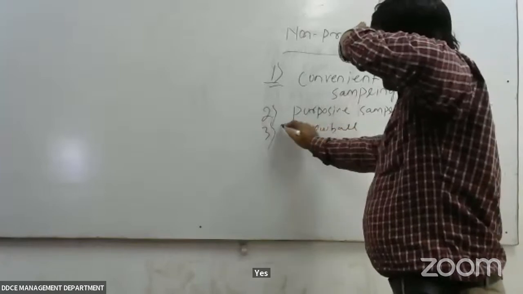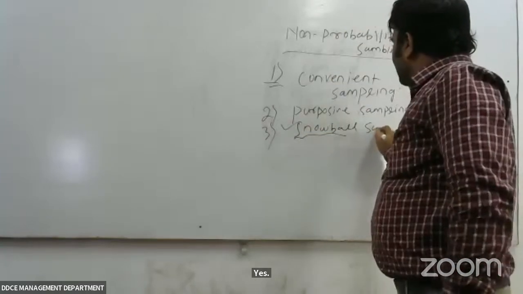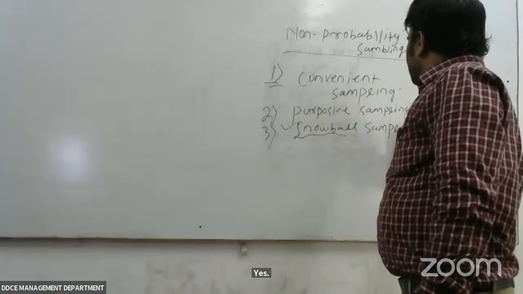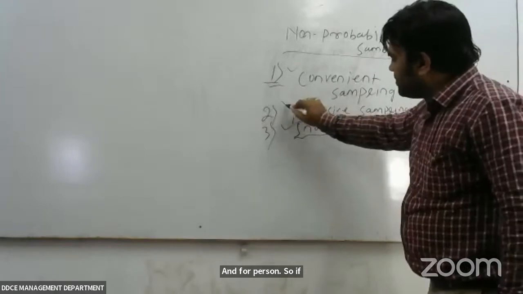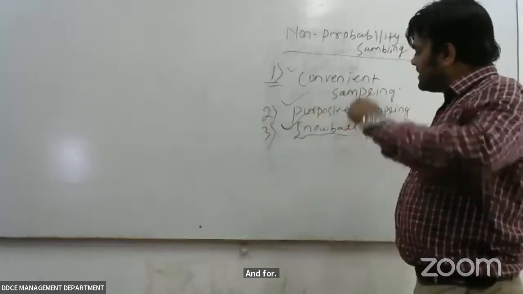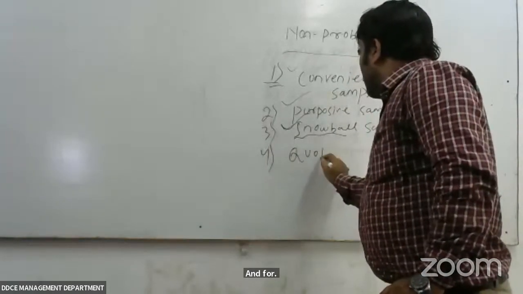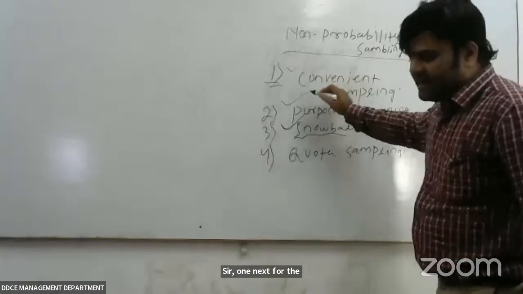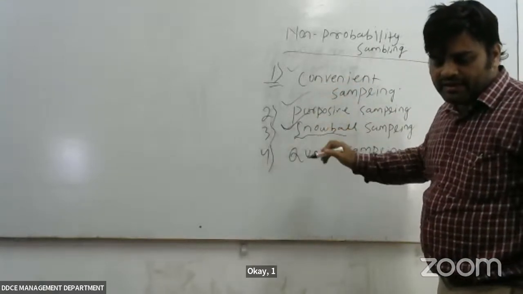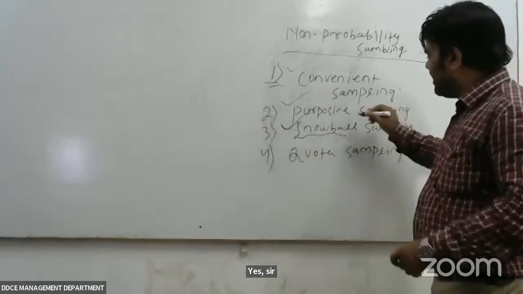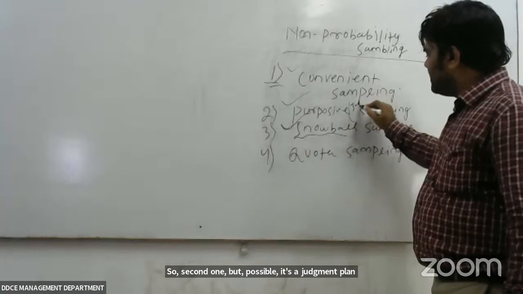Snowball, this came in our exam for 5 marks: what is snowball sampling? And purposive. First one is convenient, second one is purposive, third one is snowball sampling, and one more we can say is quota sampling. Convenient, are you getting it? Second one is purposive, or you can say judgmental.